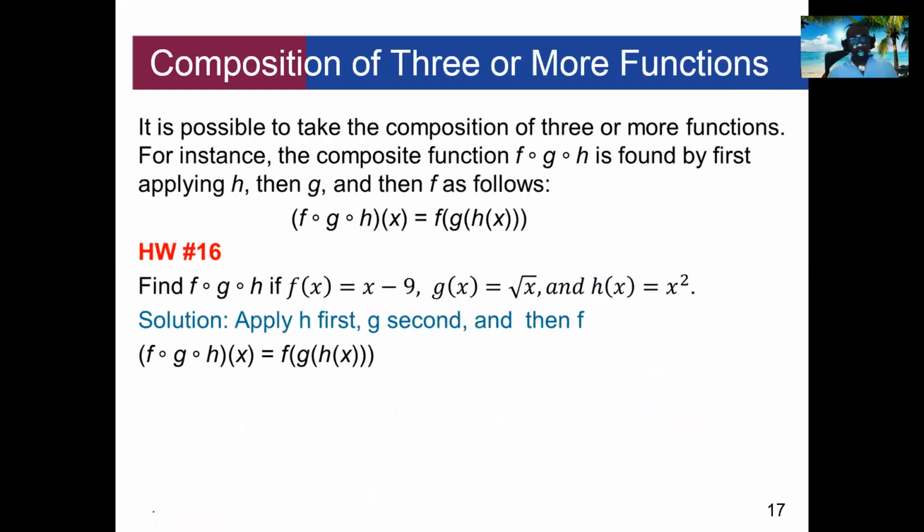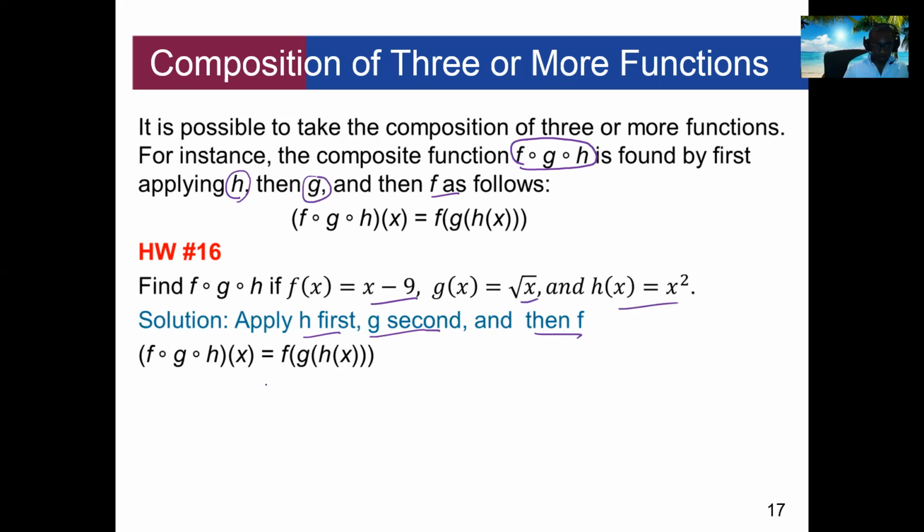All right, so now we can have a composite function involving 3 or more functions. It is possible. So you can have f composed with g composed with h. We do that by applying h first, then g, and then f follows. So we have this expression: f of x is x minus 9, g of x is square root of x, and h of x is x squared.